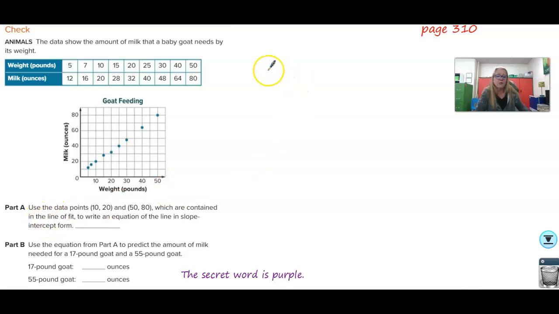Okay, so here's what we're going to do. We are going to use the 2 points they gave us, (10, 20) and (50, 80).